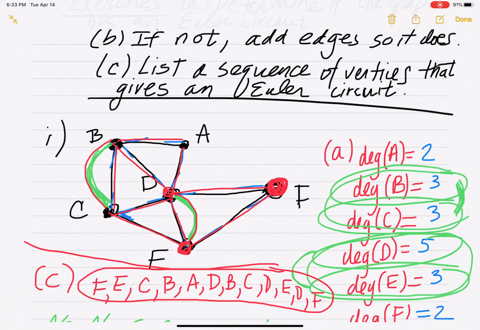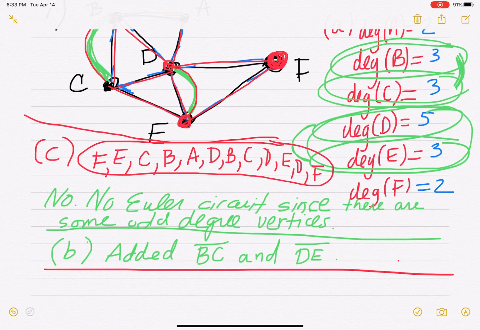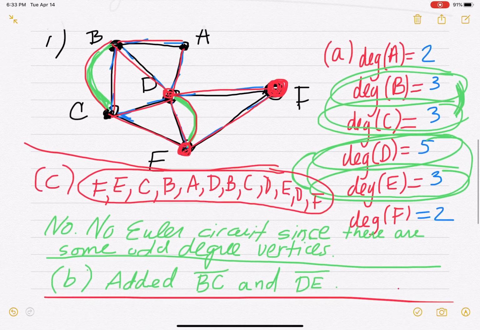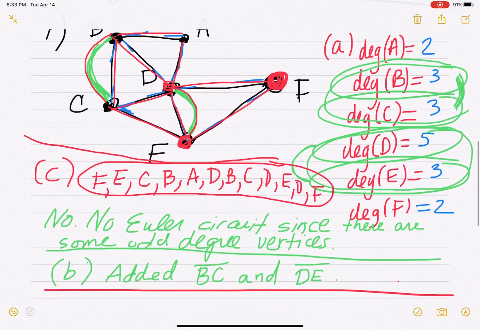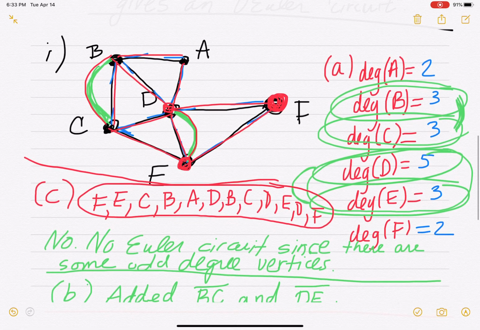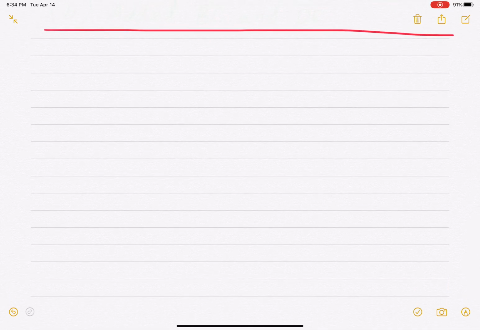All right, you got part A. No, there was not an Euler circuit. Part B, we added two green edges, BC and DE, to make it traceable, starting and ending in the same place. And then we just listed a sequence of vertices that would take us through every edge, starting and ending at the same place, giving us an Euler circuit.